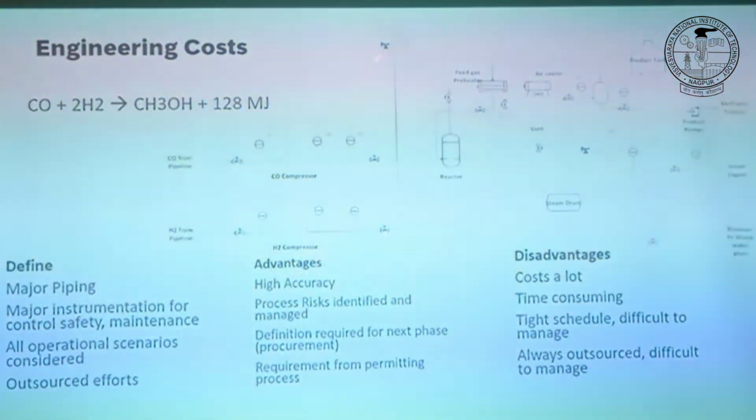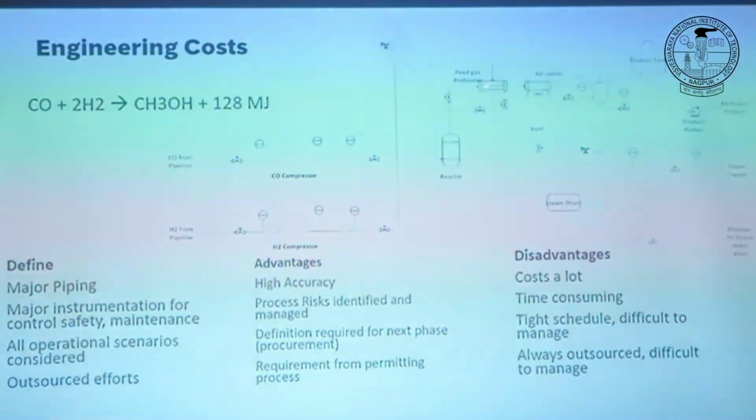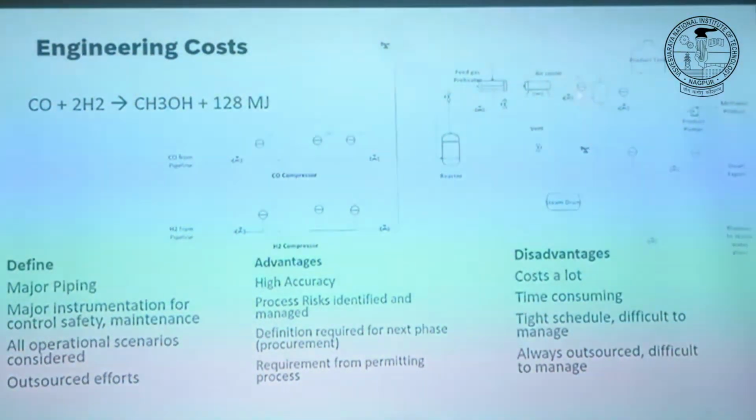We need a safety system, pressure safety valve. We need this heat exchanger for heat integration. We need utility cooling. Methanol is in liquid phase, so vapor and liquid will be separated. We need this separator. Unreacted reactants will be recycled back.